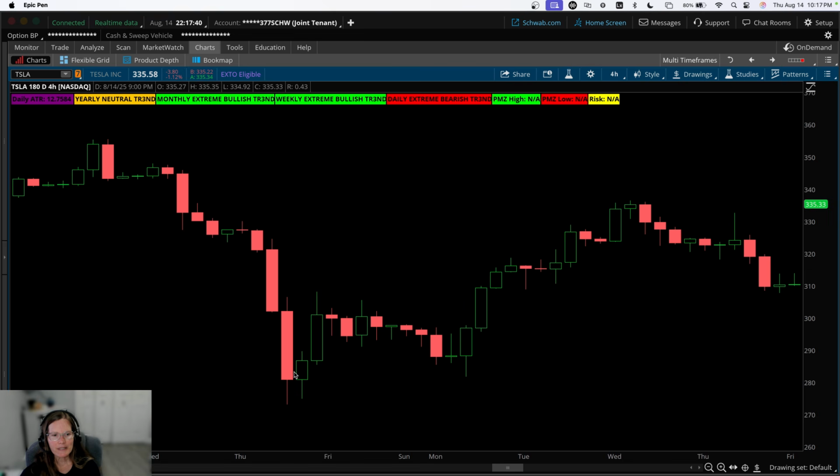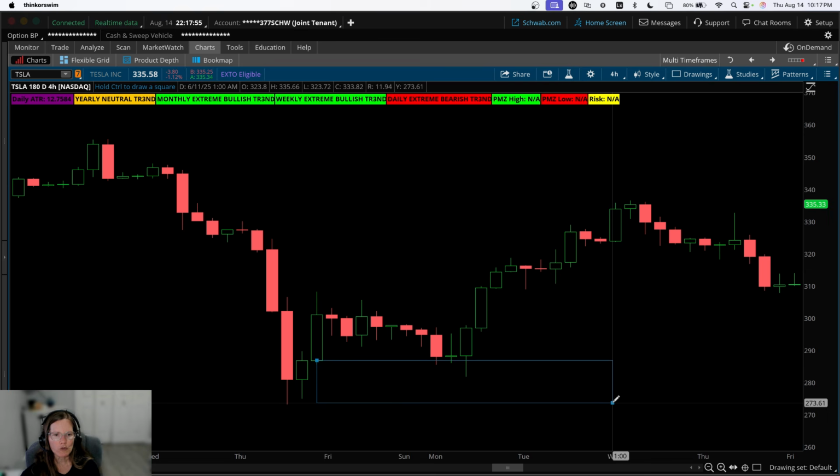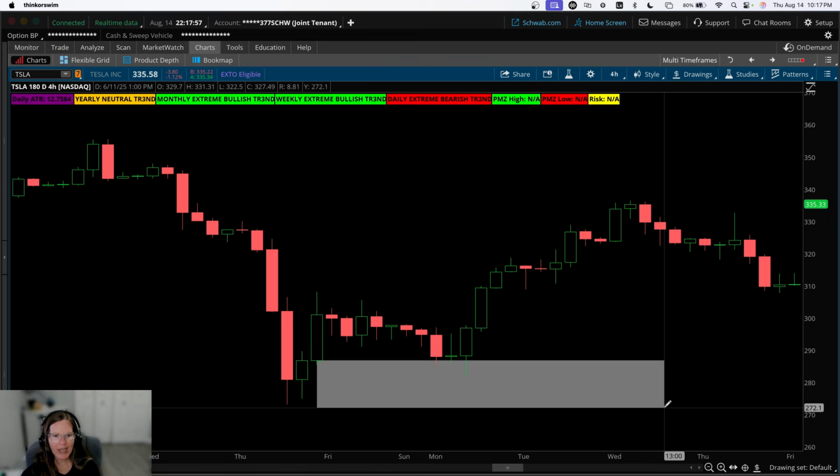And this inside candle was followed by a breakout candle. So for me, that created a buy zone or a buy the dip opportunity. I draw a zone around that candle formation and I know that this is where I want to enter a trade.